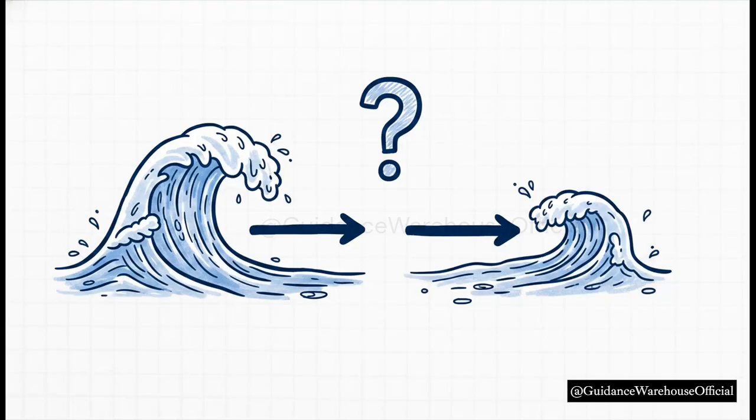Wait, hold on a second. Let's pause for a quick prediction check. We know how to calculate speed now, but what about the actual size of the wave? Does a massive, towering wave travel faster than a tiny ripple?